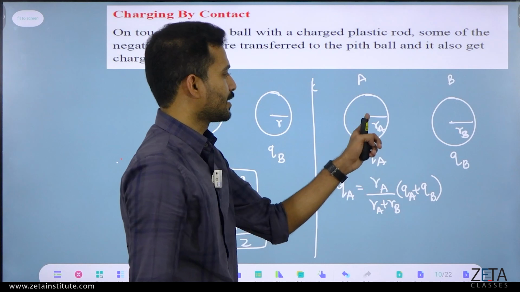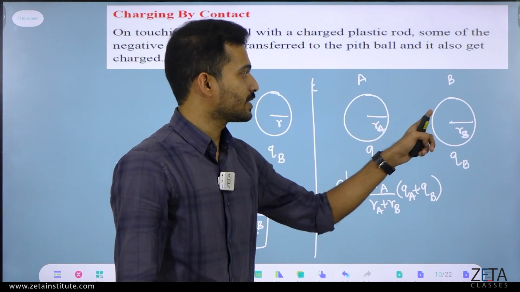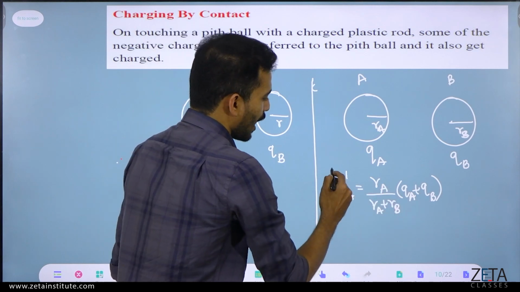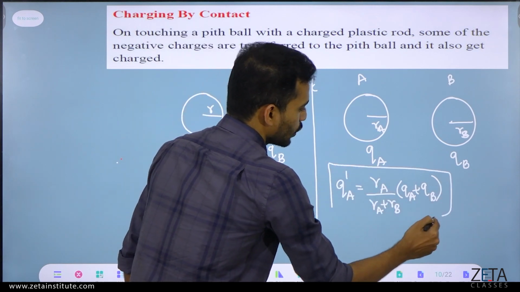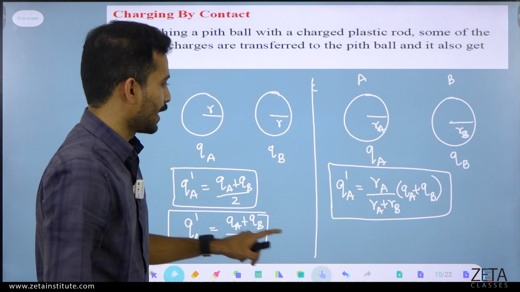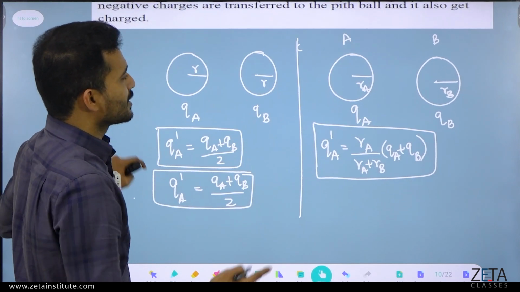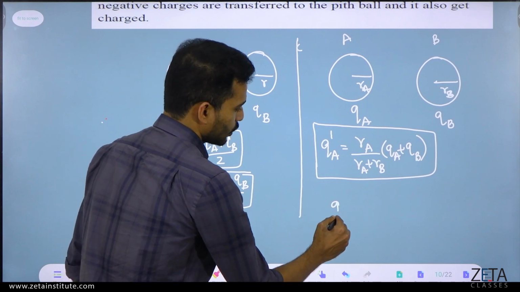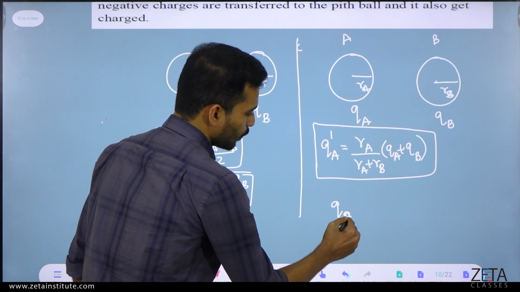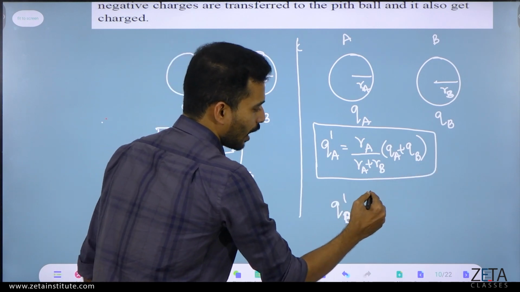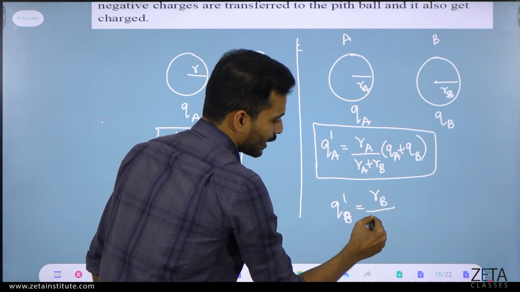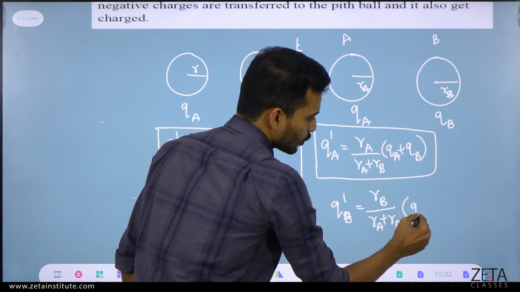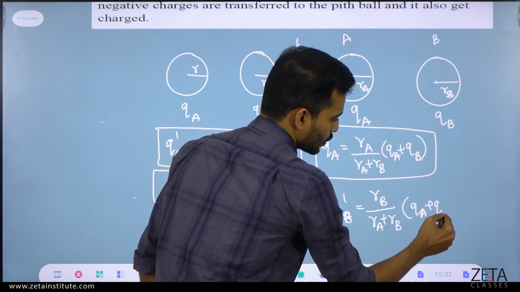What is QA? The charge on the first body before touching. What is QB? The charge on the second body before touching. That is QA' = RA/(RA + RB) × (QA + QB). Okay, then what is the charge on the second body? The charge on the second body is given by QB' = RB/(RA + RB) × (QA + QB).